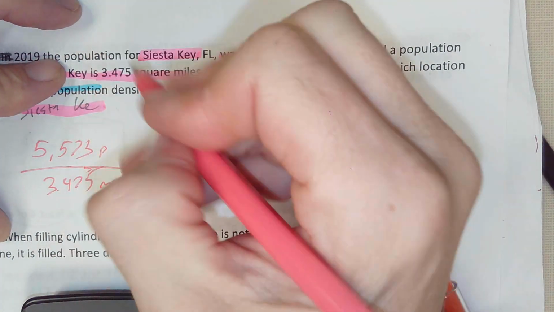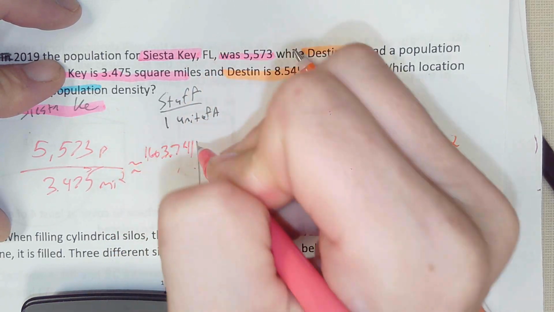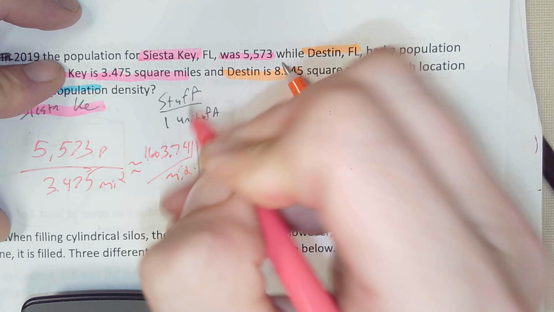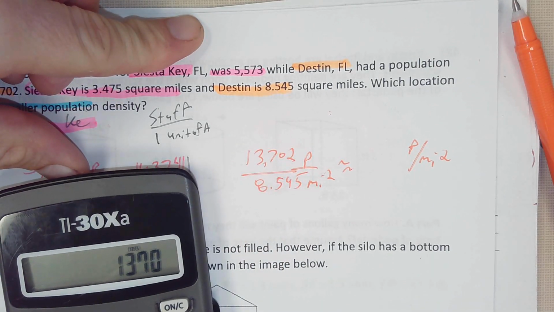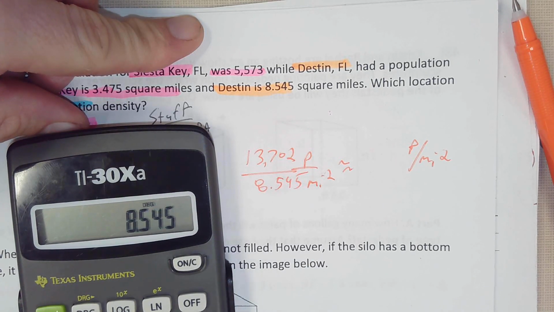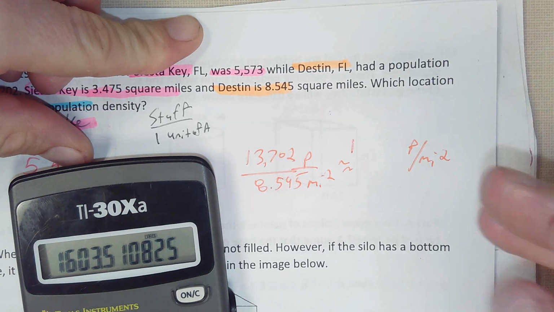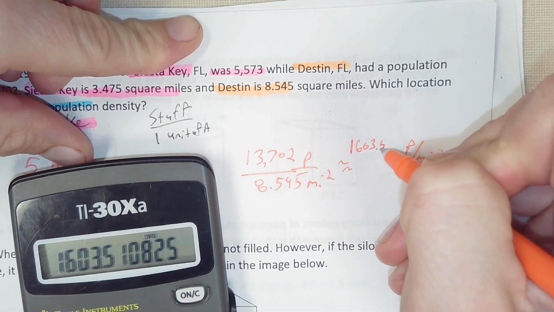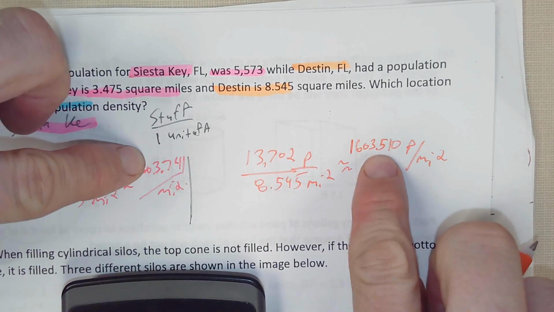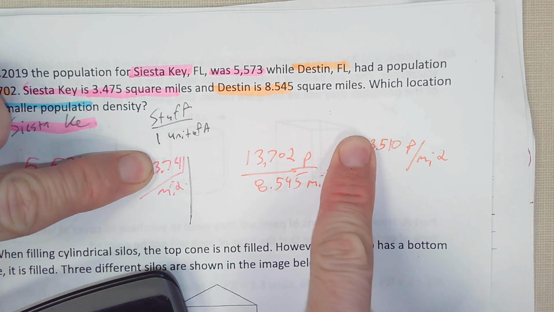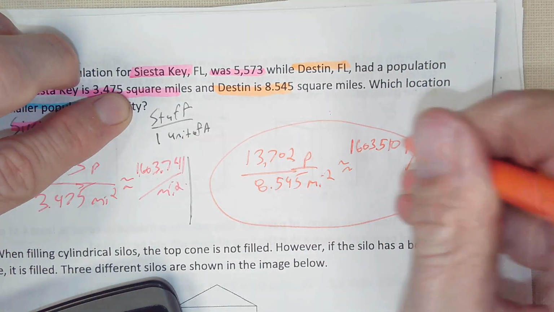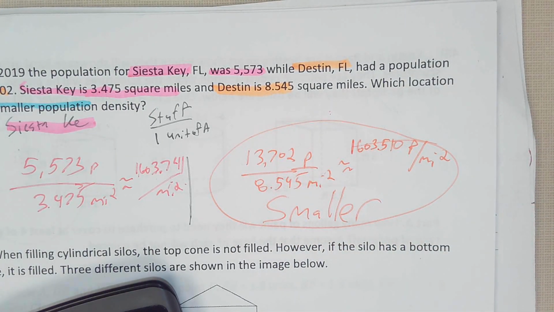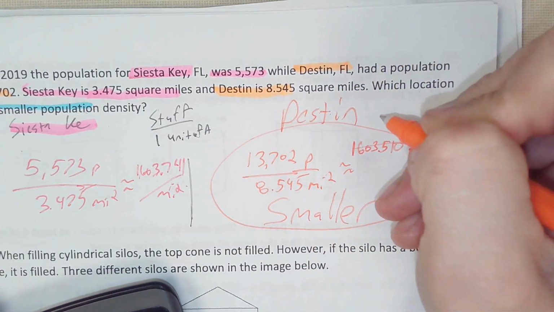Let's round closer. So this is 1603.741 people per square mile. This is 13,702 divided by 8.545, which is 1603.510. So 1603 is the same, but .510 is smaller than .741. So this is smaller, and that's your answer: Destin is smaller.